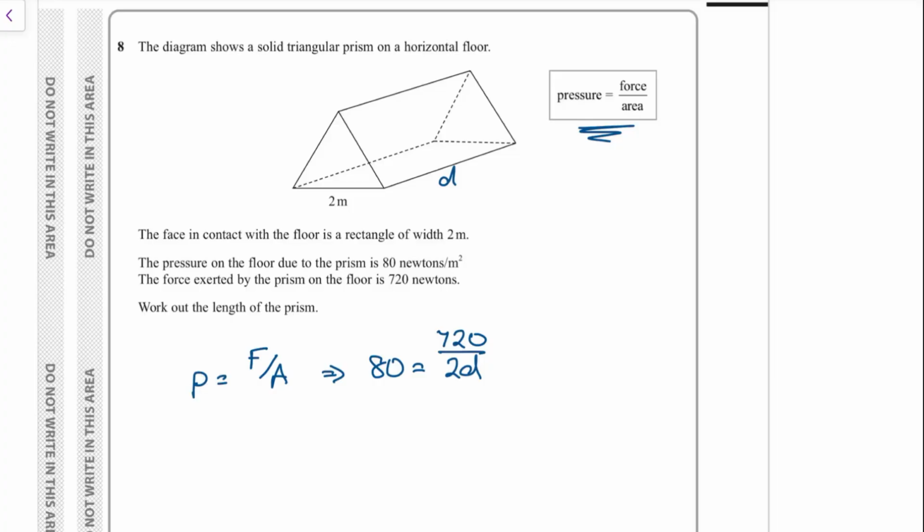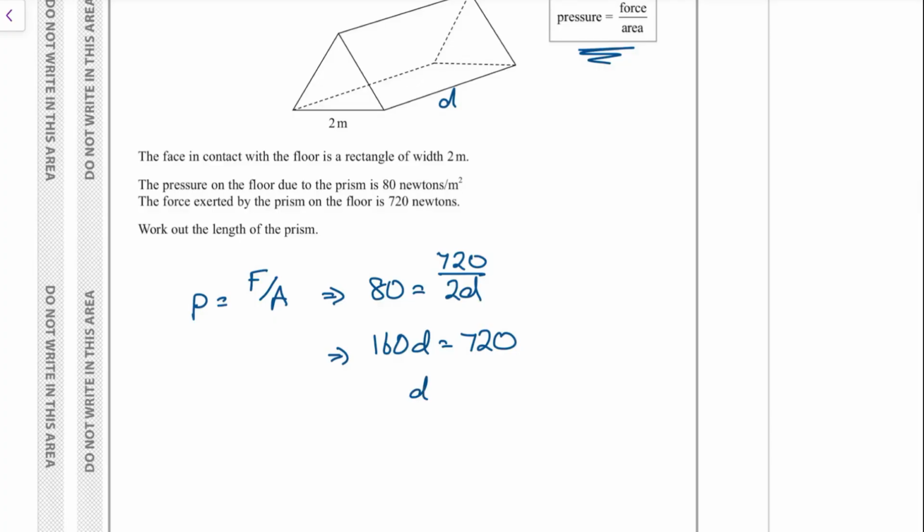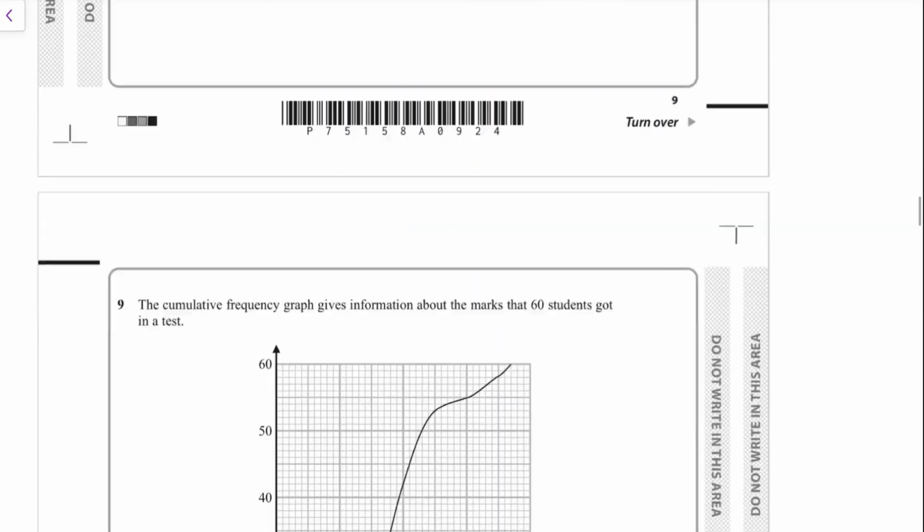Which means I've got an equation with one unknown, so I'll just solve that. Multiply both sides by 2, which is going to give me 160D equals 720. And then say D equals, now I can divide both sides by 10, which is 16. So it's going to be 72 over 16, divided by 8, can't I? So that's going to be 9 over 2, which is the same as 4.5 meters. That's all right, not a terrible question.